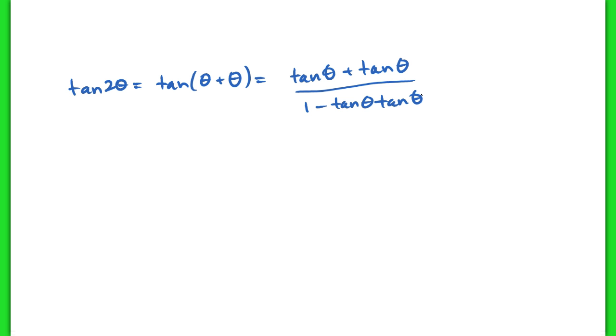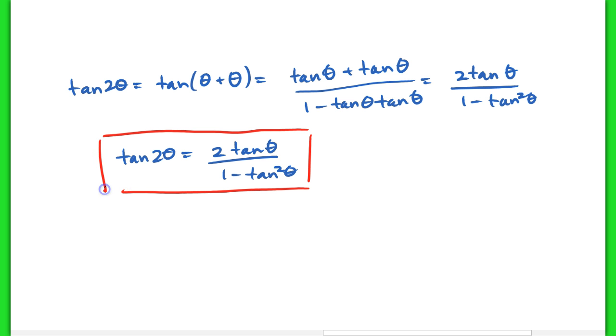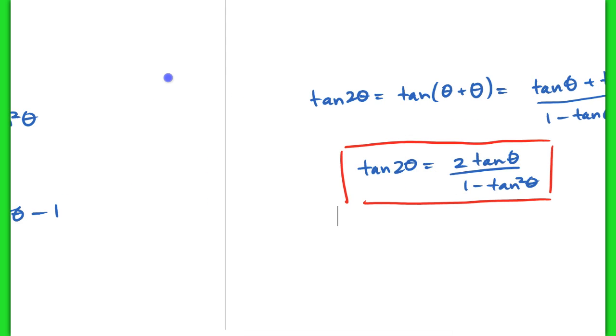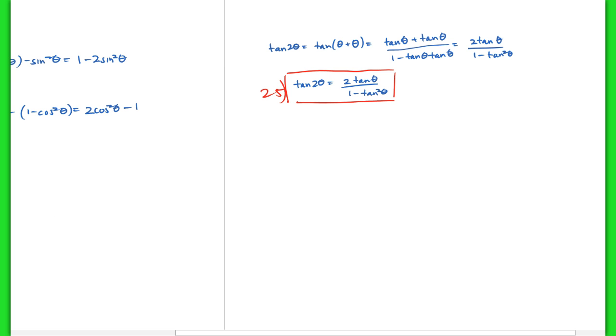Okay, so from here I can simplify. That gives me 2 tangent theta over 1 minus tan squared theta. So here is a new identity. The tangent of 2 theta is equal to 2 tangent theta over 1 minus tan squared theta. And this gives me my, I think I lost track of the number here, looks like the 25th. So here's our 25th identity now. Alright, so that's the conclusion of part 6. Then we're going to get into our half angle formulas.